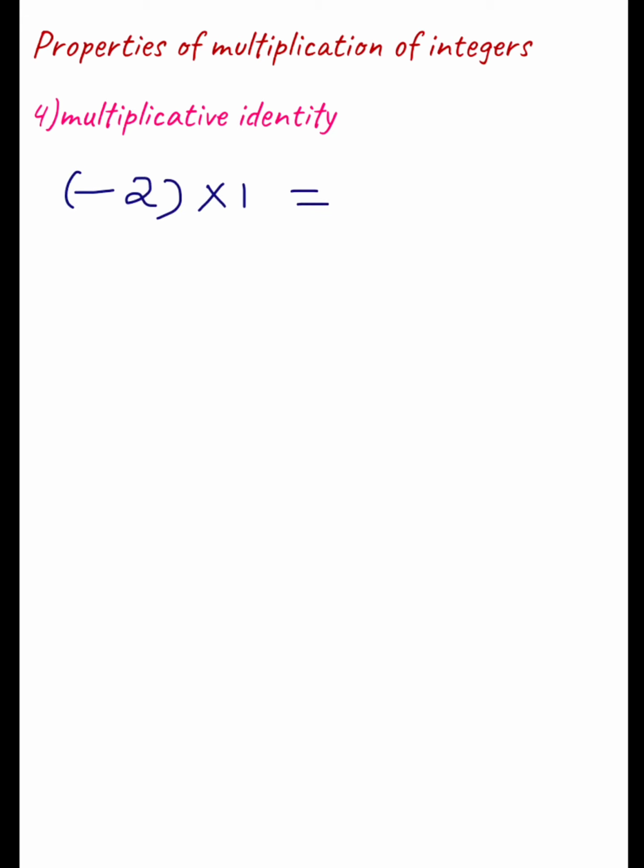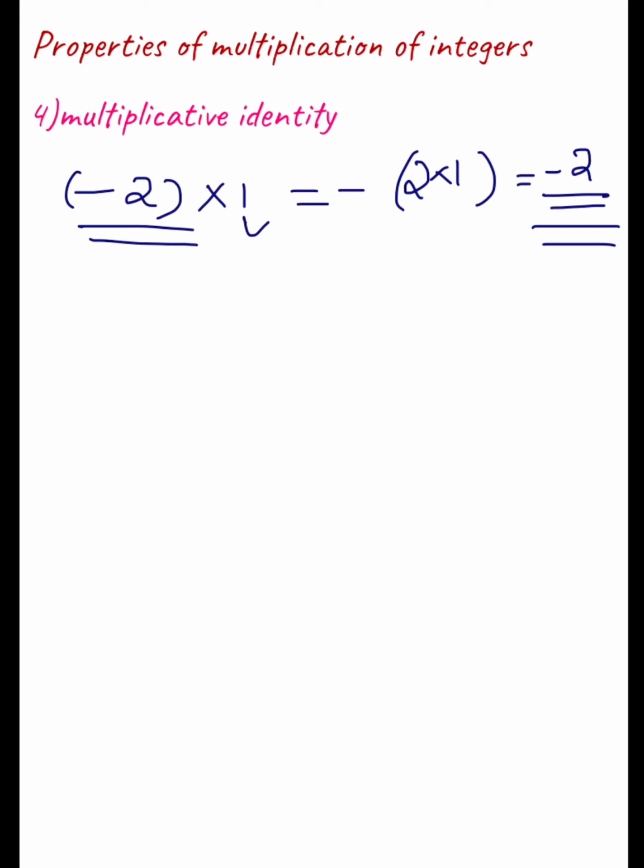Then what you will get? You need to multiply them as whole numbers and put the negative sign. So minus 2. Okay. So we took minus 2 and we got minus 2 itself when multiplied by 1. Similarly, let's take 0 and multiply this 0 by 1. Then what you will get? What is 0 into 1? 0. So you took 0 and you got 0. Now let's take 3 and multiply this 3 by 1. What is the answer? 3. So you took 3 and you got 3.